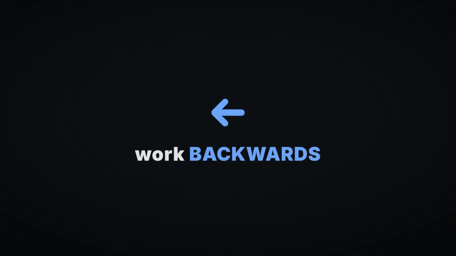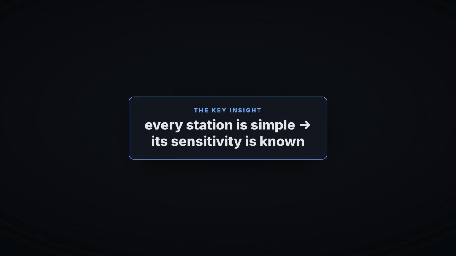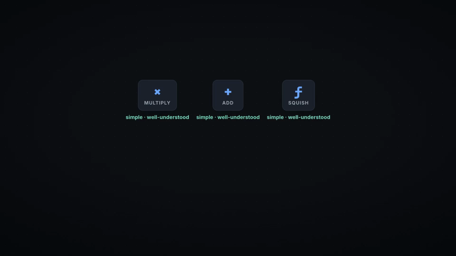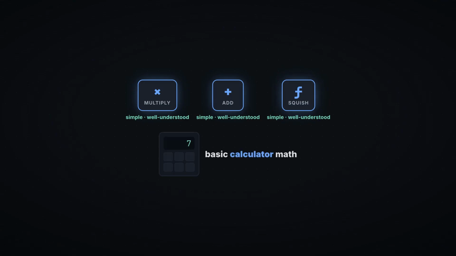And the reason you can work backwards is the key insight that makes all of this possible. Here's the thing about this factory. Every single station on the assembly line does something simple and well understood. One station multiplies two numbers, another adds a few numbers together, another applies a simple squishing function. That's it. Each individual operation is basic math. Stuff you could do on a calculator.